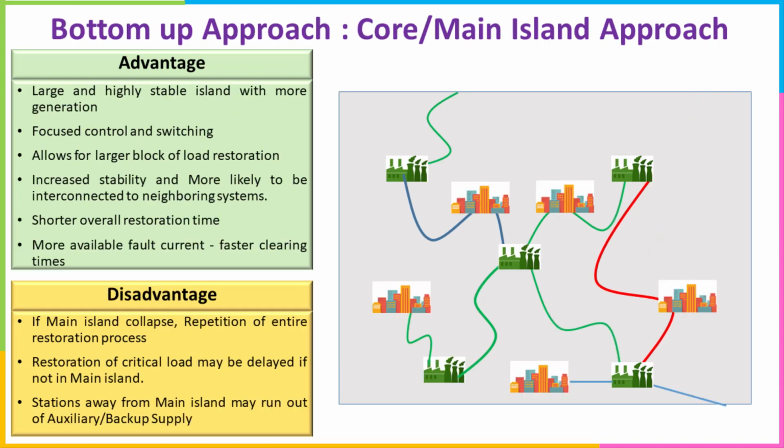Second is what we call the core or main island approach. Okay. So what is there? You have a core island, generation is there, you connect all these generating plants which are nearby. This will be very much applicable when you have a lot of generating plants nearby to each other and there is a significant amount of load also available. So what you will do is have a very large and highly stable island with a larger amount of generation. Control is focused and switching will be very coordinated. Also, the island is very large in size, so the frequency deviation will be low. Voltage problems can be solved by the dispatch of reactive power by the voltage controllers of all these generating plants also.